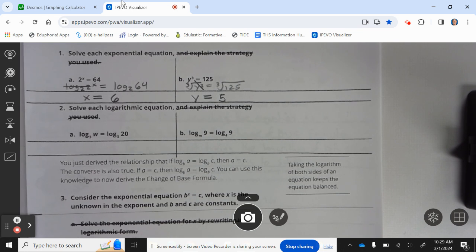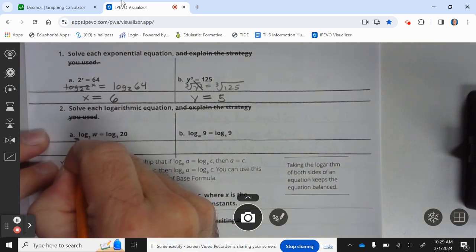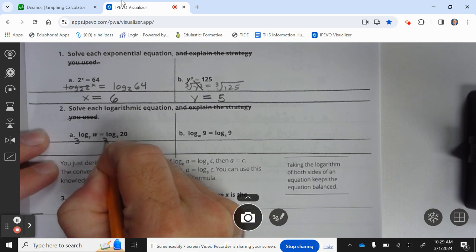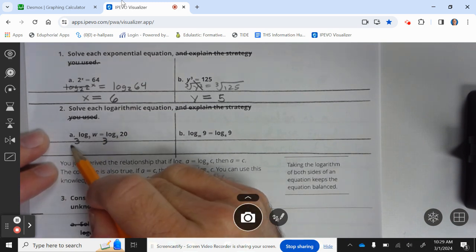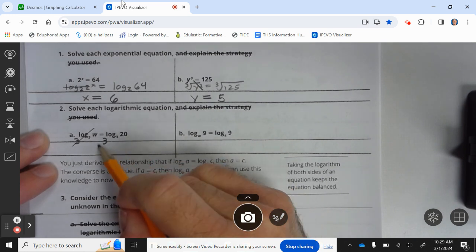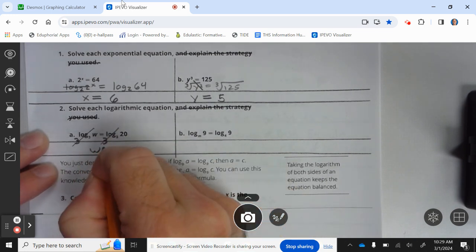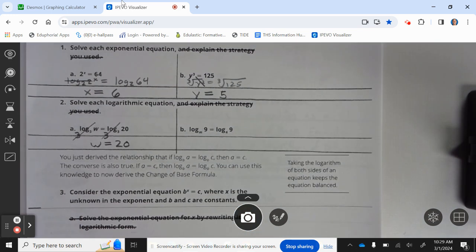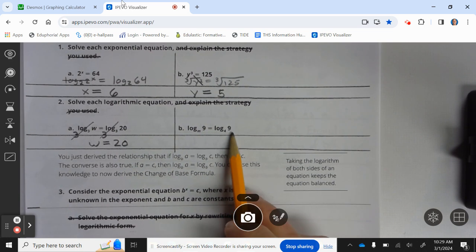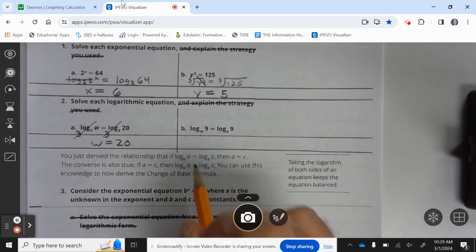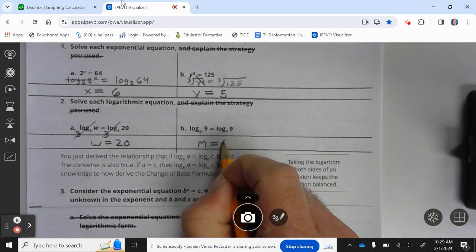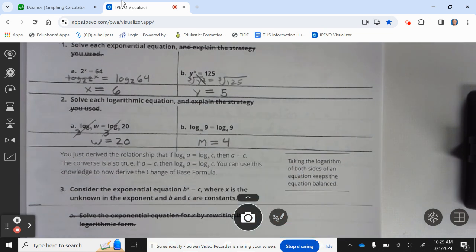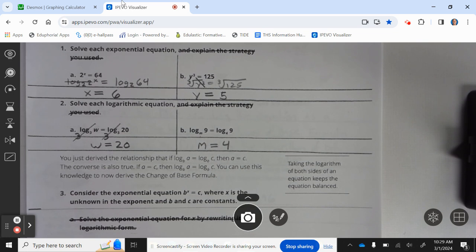Solve each logarithmic equation. A. Okay, we're actually going to raise both sides by 3. This cancels. This cancels. You're left with W equals 20. Now B, you have log base M of 9 equals log base 4 of 9. In order for these to equal, M has to equal 4. All right, go ahead and finish up 1A and B and 2A and B.